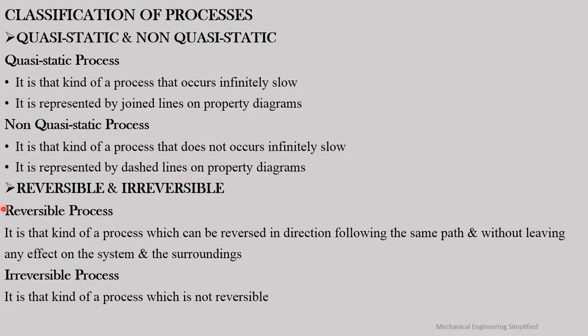Okay, then we have another classification, reversible and irreversible. What are those? It is a kind of process which can be reversed in direction following the same path and without leaving any effect on the system and the surroundings. So on observing this statement, you will find three conditions. What are those? Reversed in direction, following the same path, and without leaving any effect on the system and the surroundings.